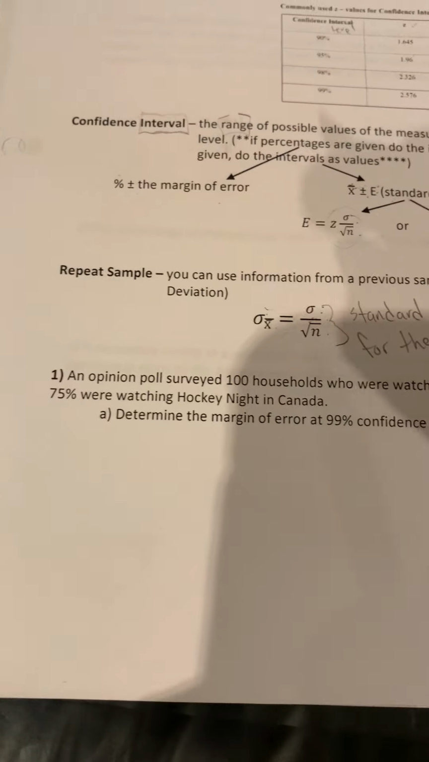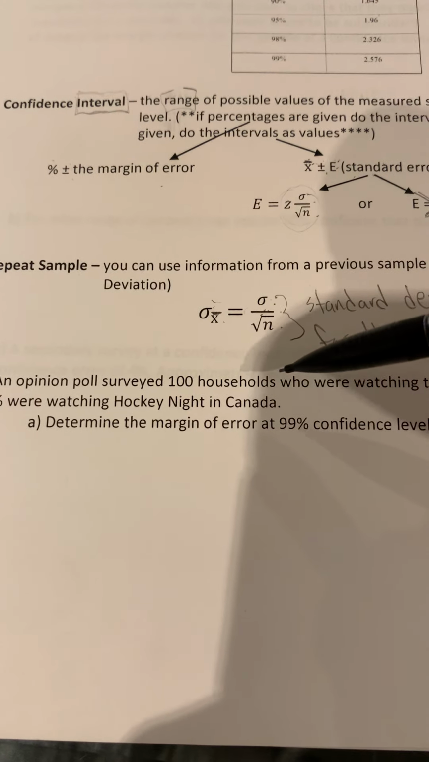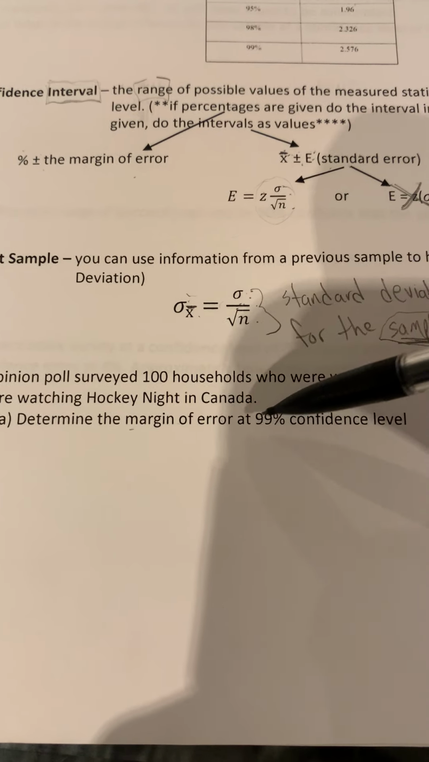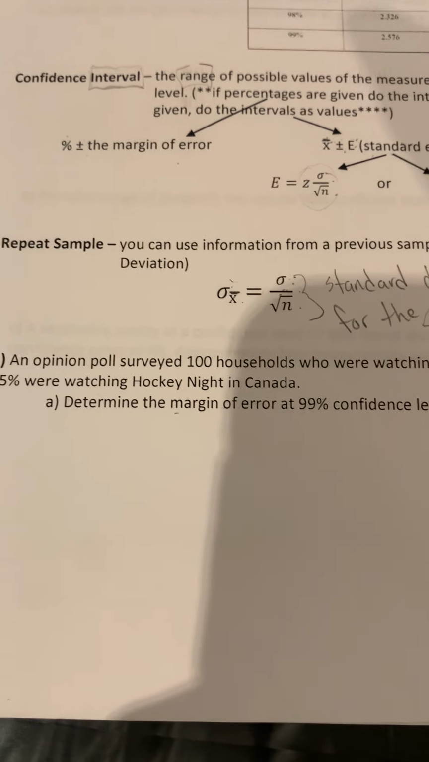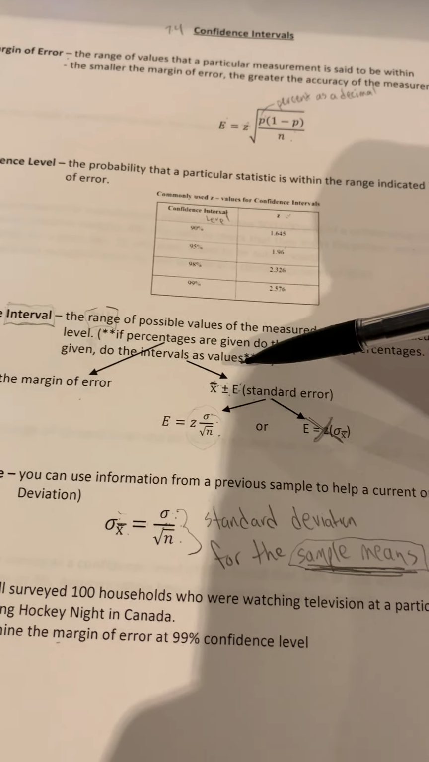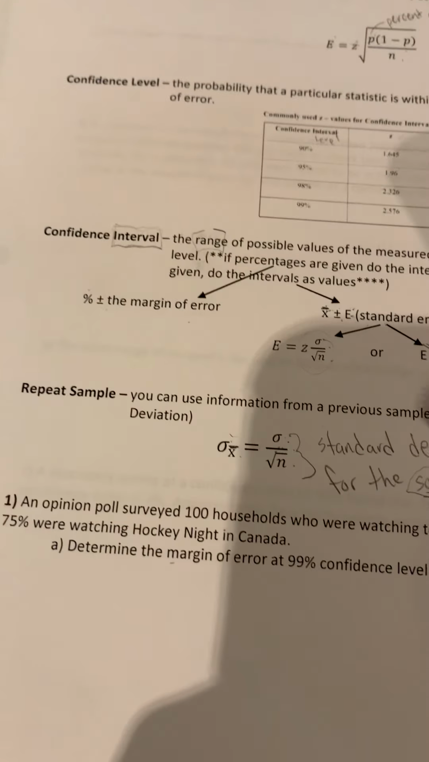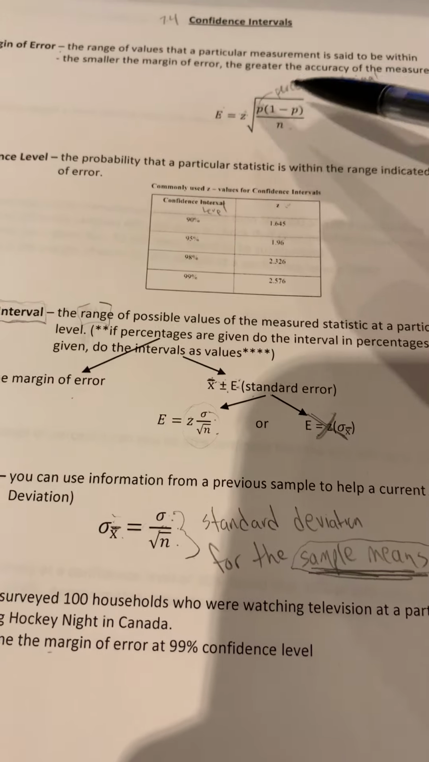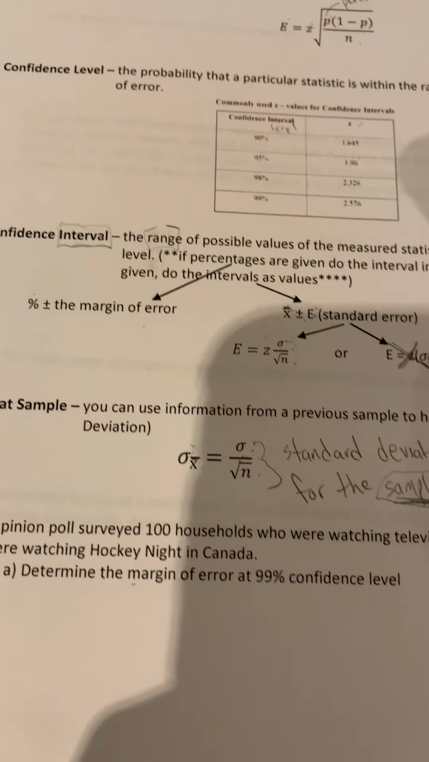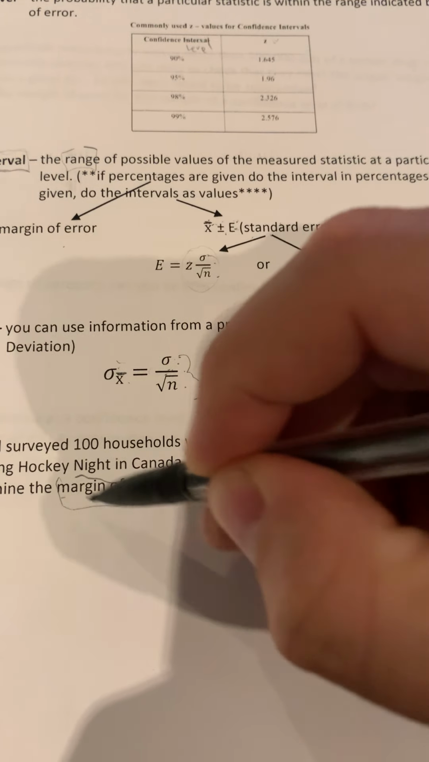Okay, let's go to number 1. An opinion poll surveyed 100 households who were watching television at a particular time. Of these, 75% were watching Hockey Night in Canada. Determine the margin of error at 99% confidence level. Okay, so what I would do at this point here, guys, since we're going to have multiple formulas, what I would suggest you do is list out what you have. And once you list out what you have and what you need to find, then that will help you pick out the formula you need to use. Okay, so we're looking for margin of error. So we're looking for E.